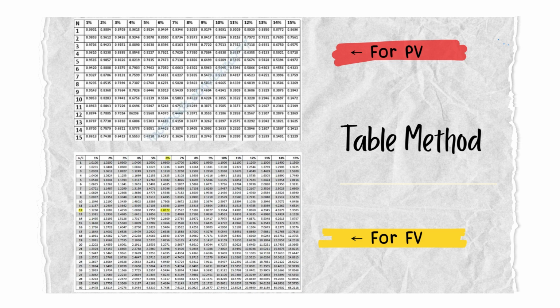Next up, the table method. There are separate tables for finding present value, future value, and PV and FV with factor of annuity. If you're using the table method, the table should already be given, so all you need to do is refer to it.